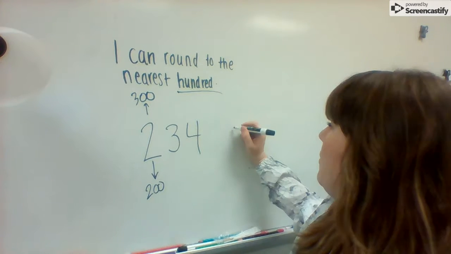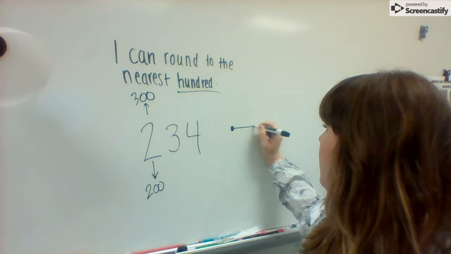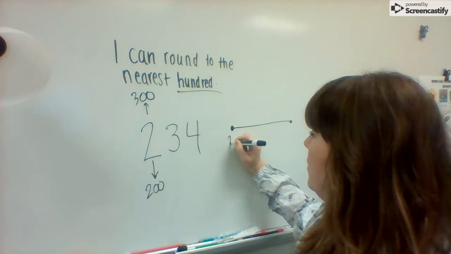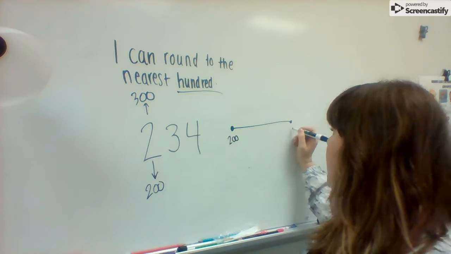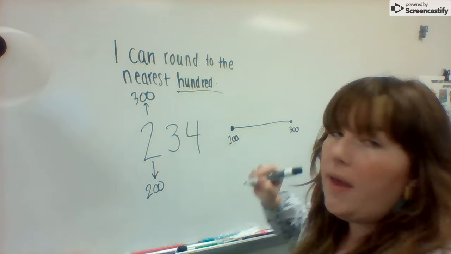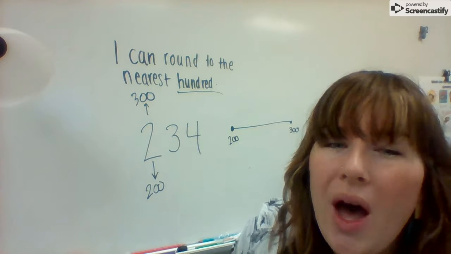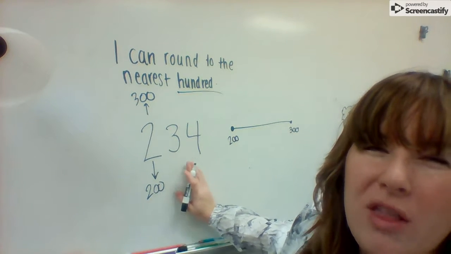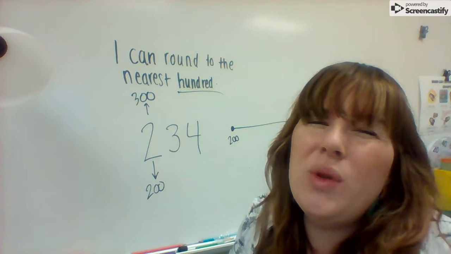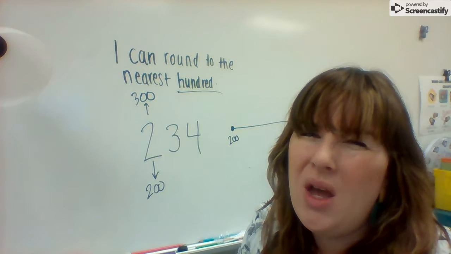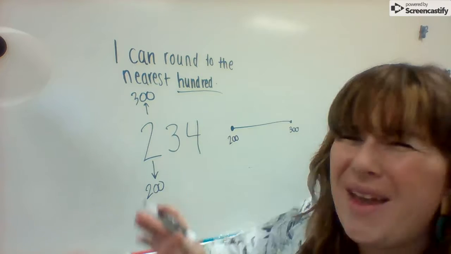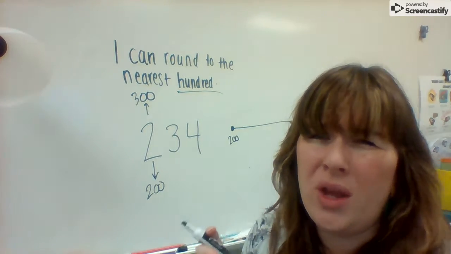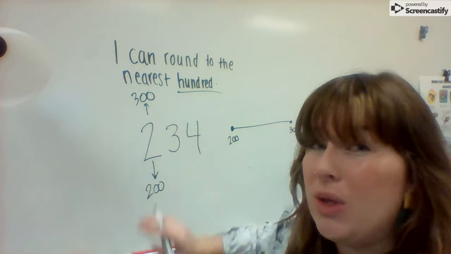What I'm going to do is look over here, and I know I have 200 on the bottom, and I have 300 at the top. Now, I'm going to look at where 230 would fall. I'm not going to worry about the 4 because the ones place doesn't really help us when we round to the hundreds. The ones place doesn't really affect if it's closer to one hundred or the other hundred. The tens place is really what helps us.